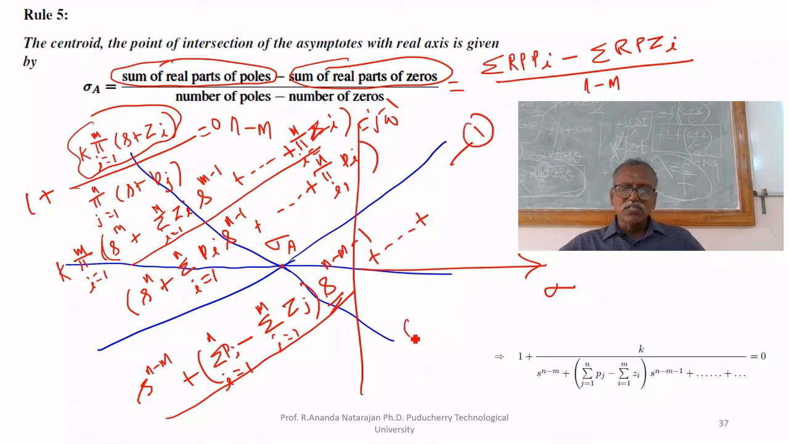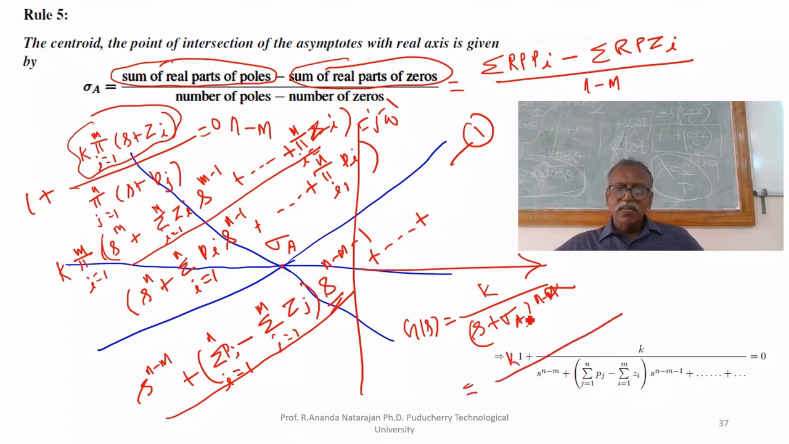Let us take one more system, G of s, that has repeated poles at sigma a. How many repeated poles? N minus m repeated poles at sigma A. If we expand this in binomial expansion, you will get s power n minus m plus sigma A s power n minus m minus 1 plus etc.